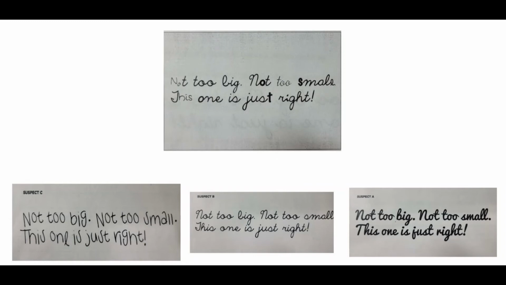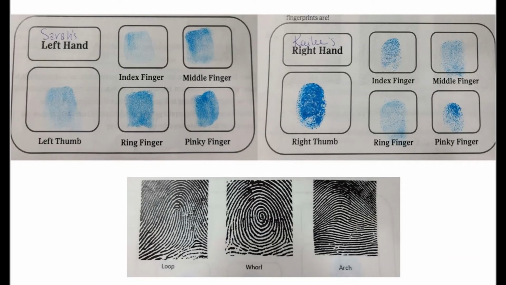Every fingerprint is unique, but there are certain patterns that can be observed which many prints have in common. Interestingly, even fingerprints from the same person can be different finger to finger. On the top left, you'll see Sarah's left hand fingerprints, and on the top right, you'll see Kaylee's right hand. Below that, you'll see 3 different fingerprint samples, and those have the 3 main class structures.